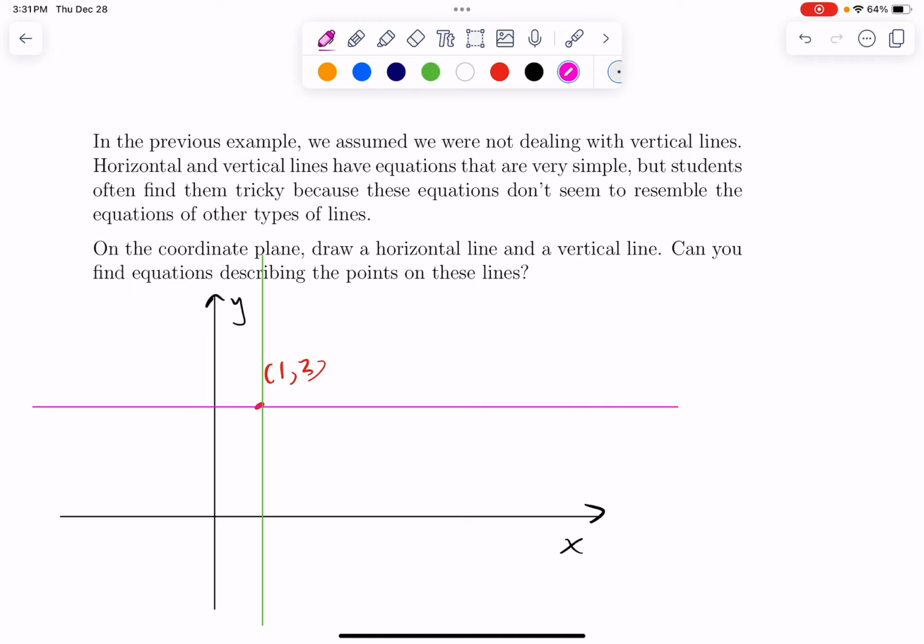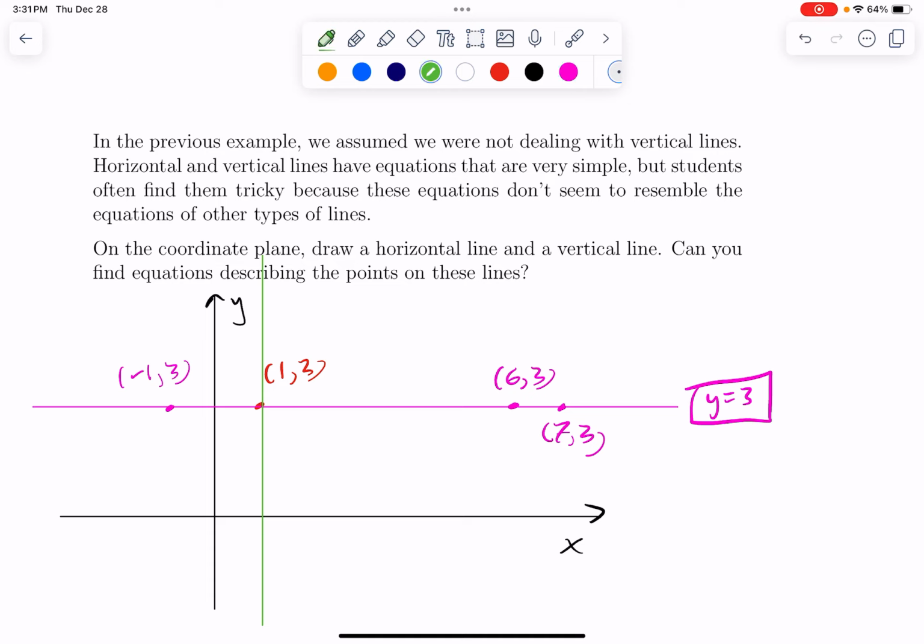Let's look at this pink line. What are some other points on this pink line? Right, over here we would have (6, 3) and (7, 3) and (-1, 3). All of these points on the pink line have a y coordinate of 3. So the super simple equation y = 3 describes every point on that line. Equations of lines, equations of curves are just descriptions of the points that live on that line. We can describe every point on that line by simply saying its y-coordinate is 3.